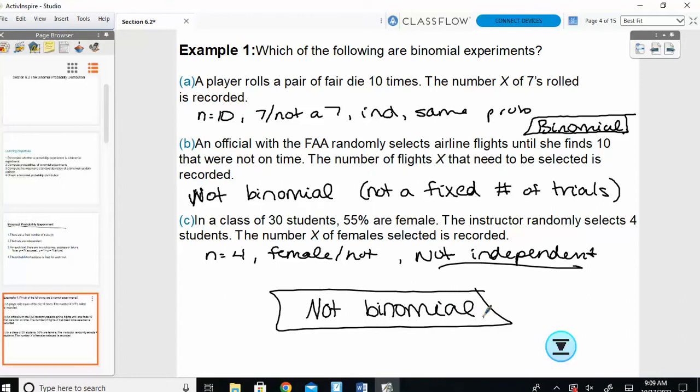What could I change about that to make it binomial? One person is selected and then put back. I select Maddie, but then she sits back down and she could be selected again. If I did it that way, would it be binomial? Yes, because the probability is the same all 4 times.